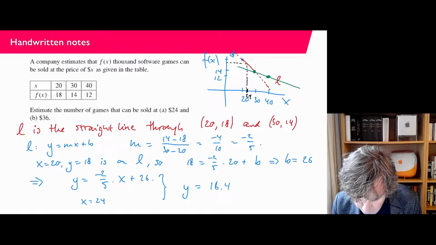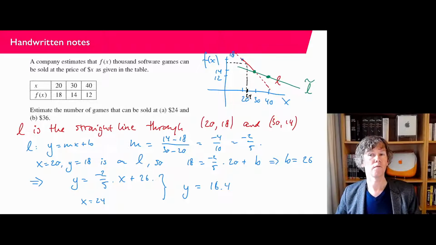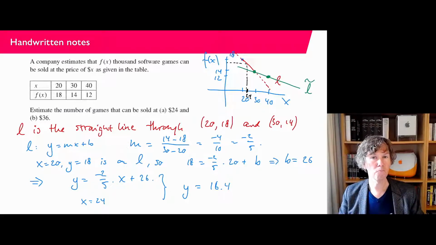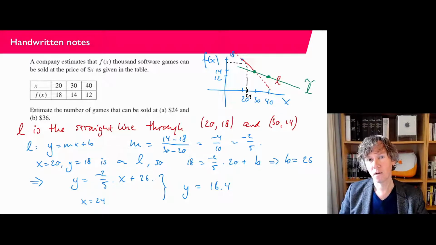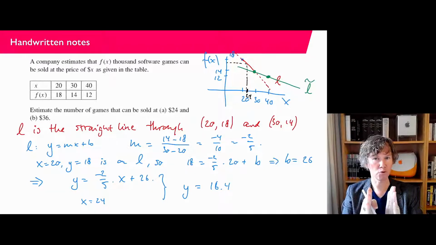So let's call that, I don't know, L tilde. So same question, but a different line. But the main idea for linear interpolation is that you take your data points, and two data points that are next to each other, you draw a little straight line between them.